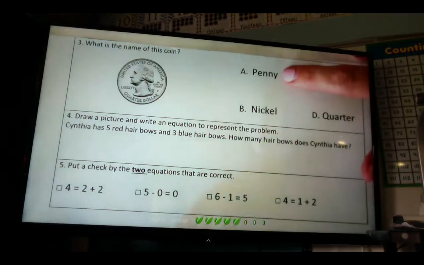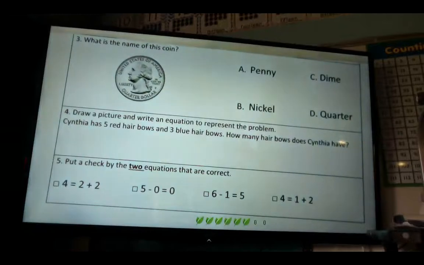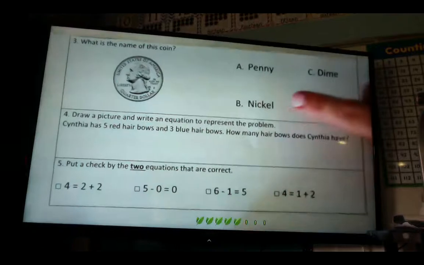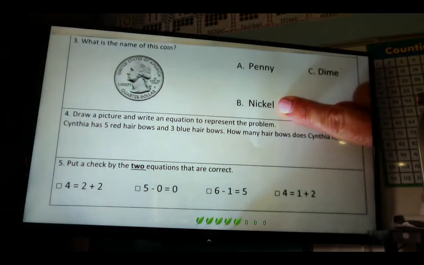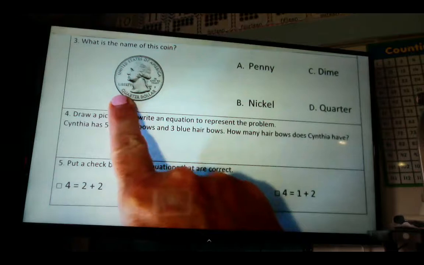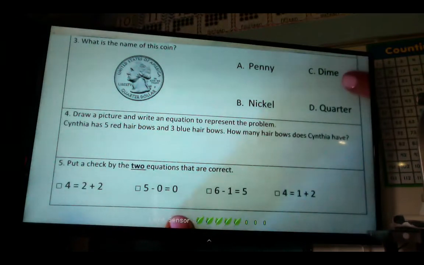Is it a penny? Well, we've already talked about pennies in class, and we know that a penny is copper and brown. That doesn't look copper and brown to me. Is it a nickel? Well, let's look back at the coin. This starts with a Q. Let's keep going. Is this a dime? Or is this a quarter?